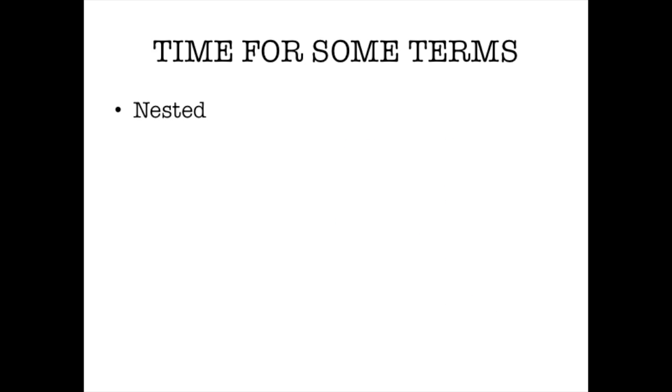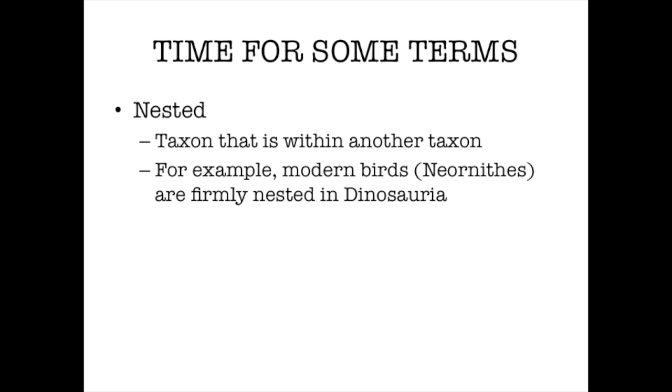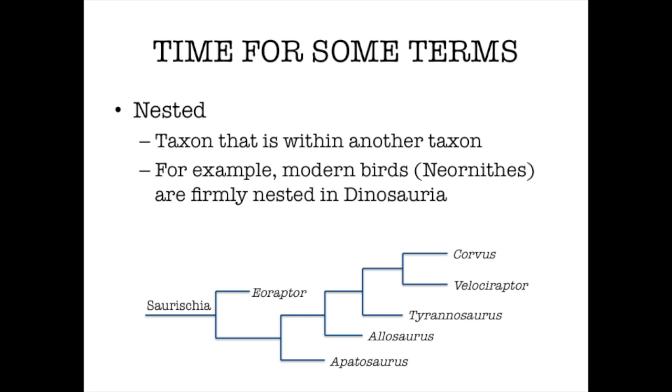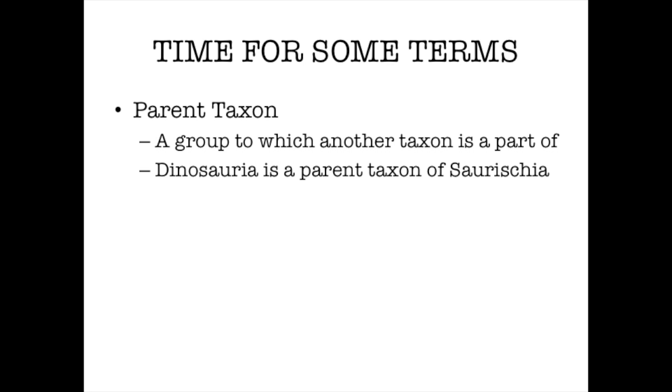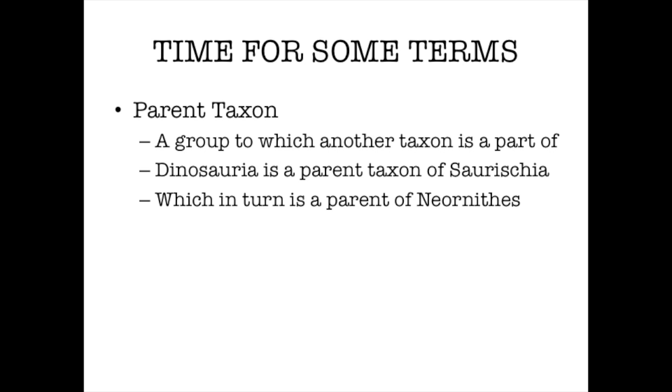Now, a nested group is a taxon that is within another taxon. For example, modern birds, Neornithes, are firmly nested in Dinosauria, as shown here. Corvus, a modern bird, the crow, is firmly nested in Saurischia, which, as we know, is part of Dinosauria. In a similar vein, a parent taxon is a group that another taxon is a part of. So, for example, Dinosauria is the parent taxon to Saurischia, and Saurischia is a parent taxon of Neornithes, as you can see here.